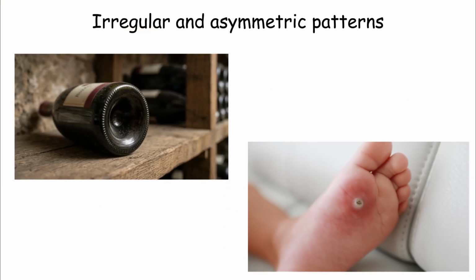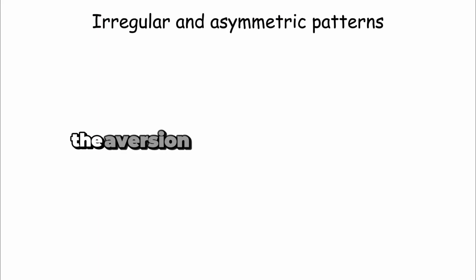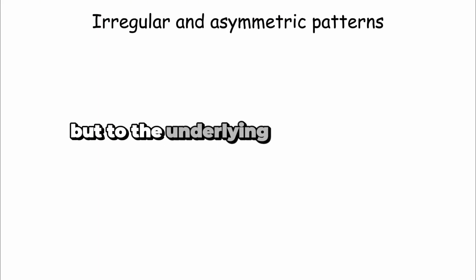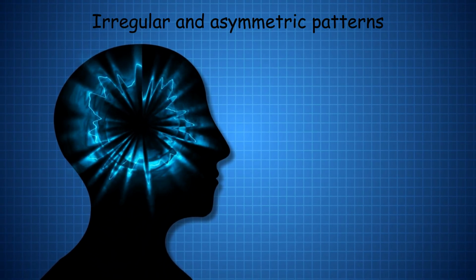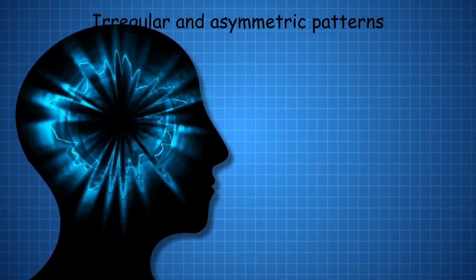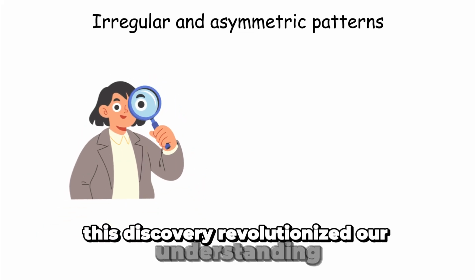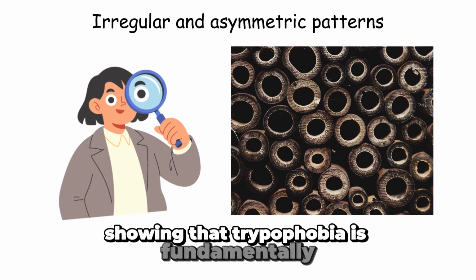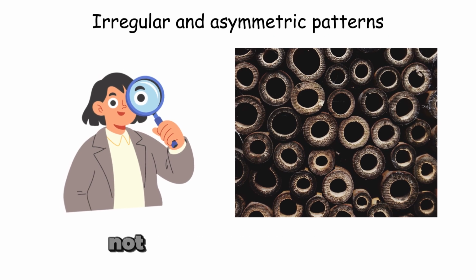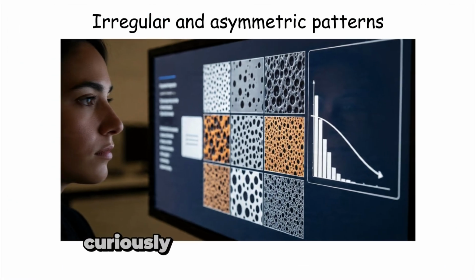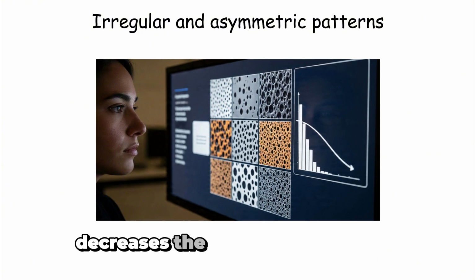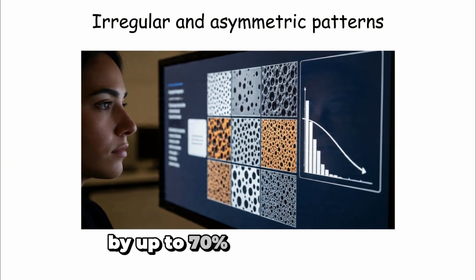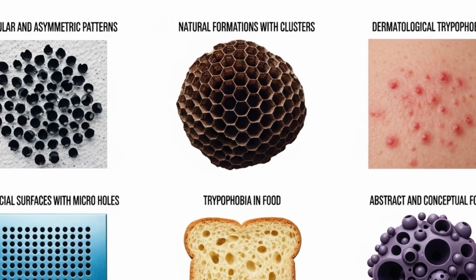What makes this fascinating is that concave holes don't cause more discomfort than convex bumps. The aversion isn't to the hole itself, but to the underlying mathematical pattern. Your visual brain is processing an overload of information structured in a very specific way, and that generates discomfort. This discovery revolutionized our understanding, showing that trypophobia is fundamentally a visual processing problem, not direct evolutionary fear. Curiously, tests with digital filters confirm that reducing these specific frequencies decreases the discomfort response by up to 70% of participants.